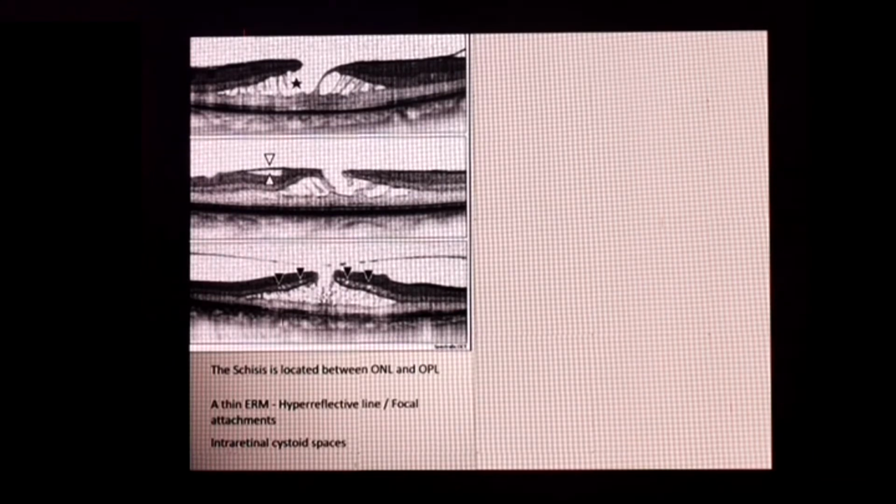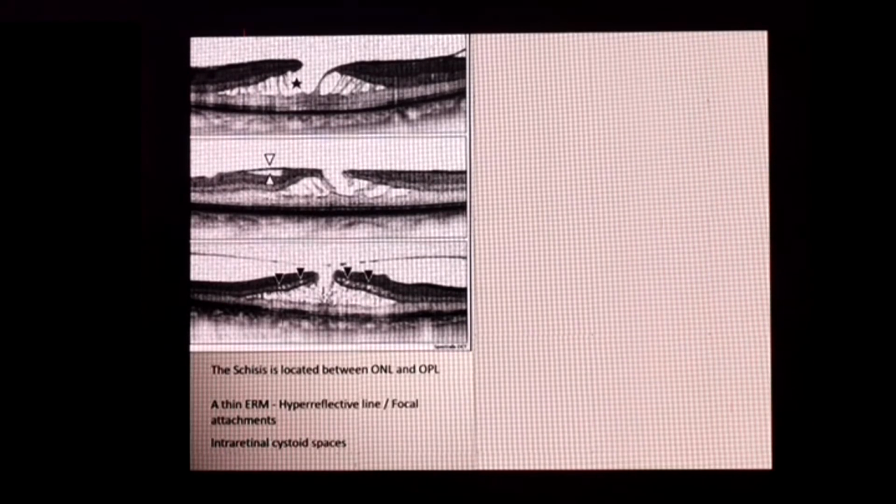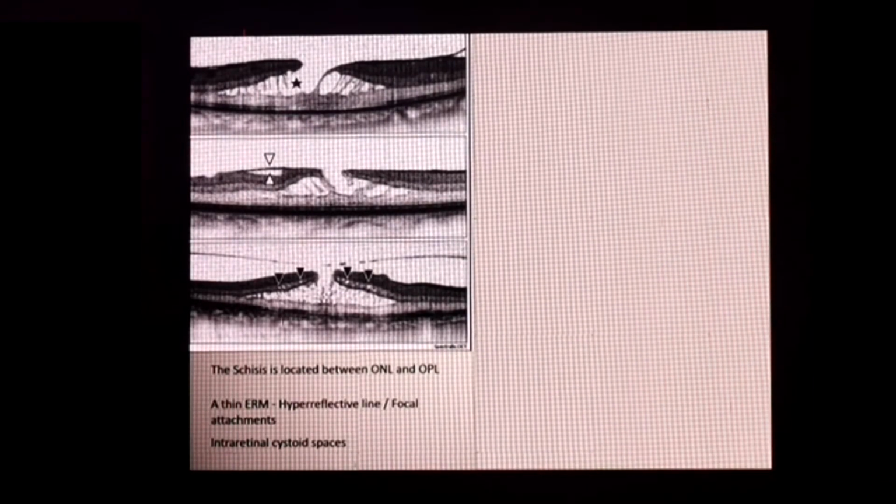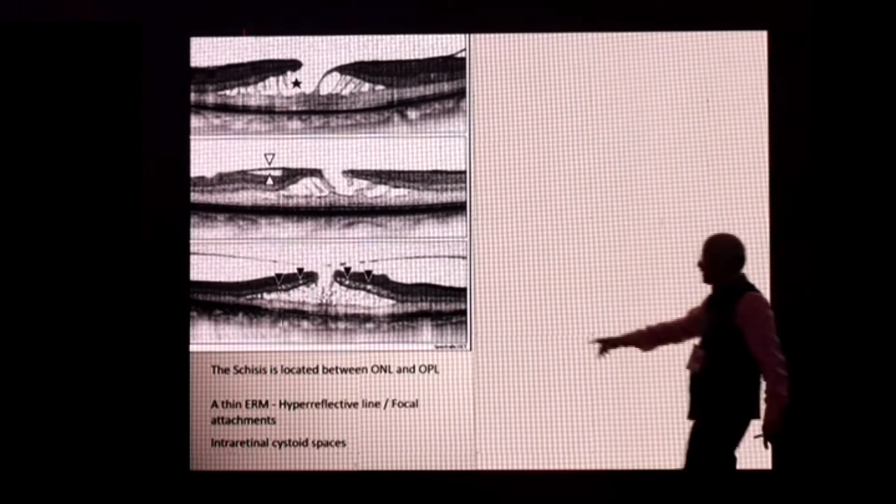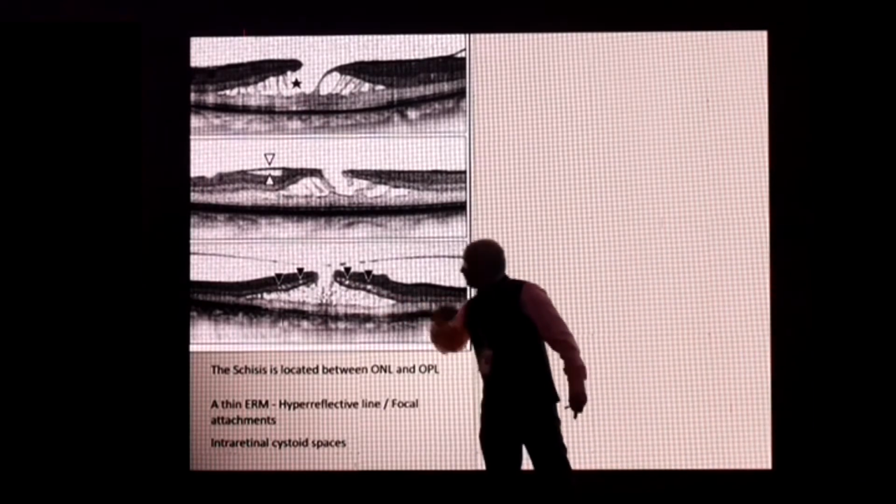I'm sorry, the mouse is not working there. There are intraretinal schitic spaces, intraretinal cysts here.